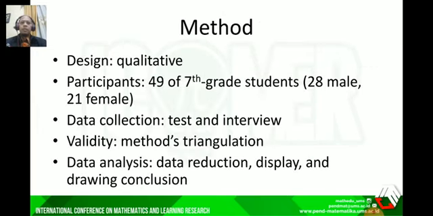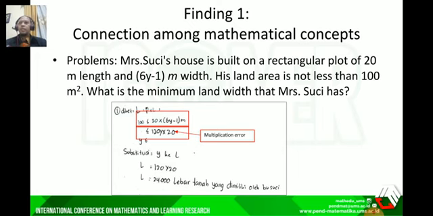Furthermore, to ensure the validity of the data, triangulation methods were used, namely tests and interviews. To analyze the data, Miles and Huberman's interactive methods were used, namely data reduction, data display, and drawing conclusions. Furthermore, the research results will be presented according to the 3 indicators of mathematical connection.